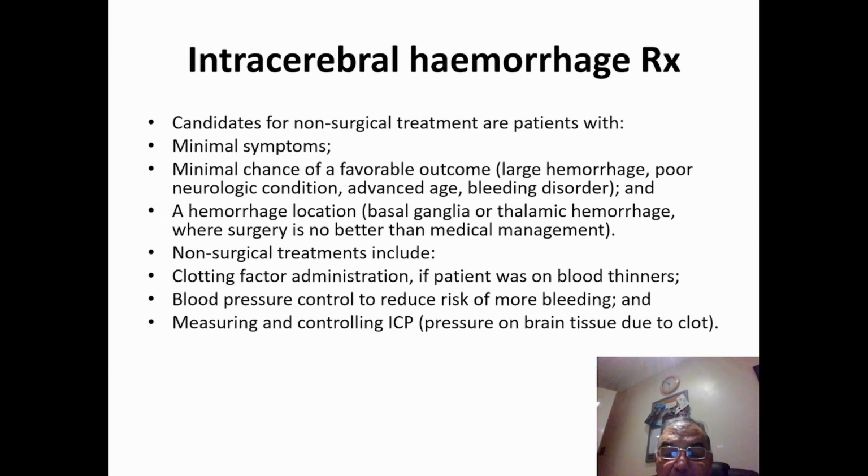On the other hand, if there is a minimal chance of a favorable outcome, if there's a large hemorrhage and the GCS is very low, which is the Glasgow Coma Scale, then advanced stage or bleeding disorders, then we would probably not intervene. Also, location of deep bleeds, as in the basal ganglia region, would probably respond better to conservative treatment.